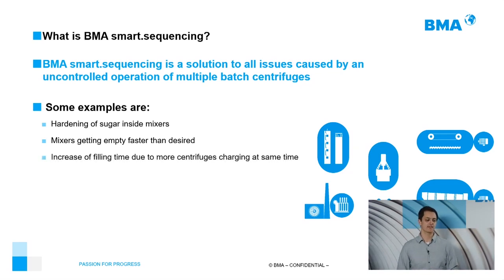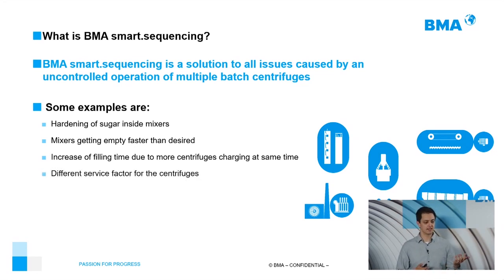Another example, we have the increasing of filling time when 2 or more centrifuges are charging at the same time. What happens is that the column of the massecuite above the centrifuges gets less pressure if you have 2 or 3 machines charging at the same time. So we don't want that to happen, and because of this, we need to control that at minimum, 1 machine is starting and filling at the same time.